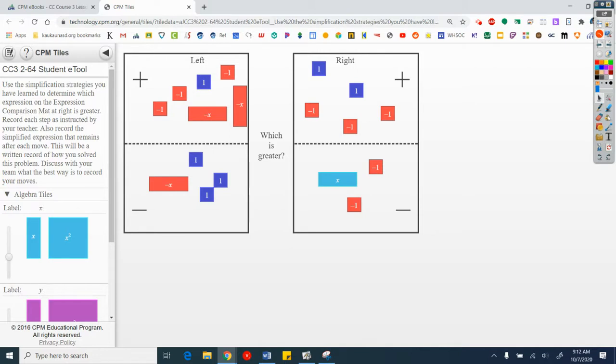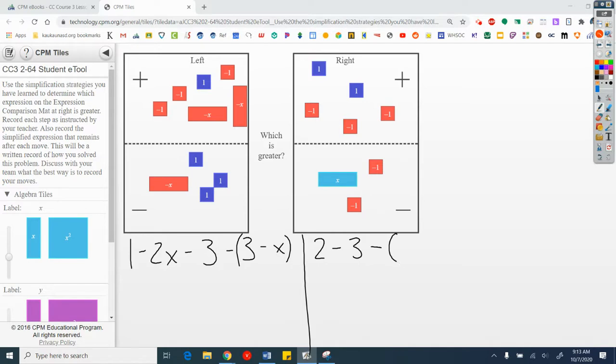All right, everybody, welcome back. Let's take a look. What do I see here? Well, I see 1 minus 2x minus 3. So that's up in the plus region. Down below in the minus region, I see a minus 3, and I'm going to put the whole minus region in parentheses, minus a negative x. And then on the right side, I see a 2 minus 3, and in the minus region, minus an x, minus a negative 2.